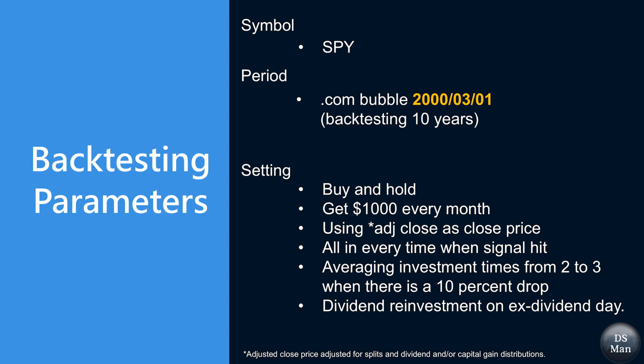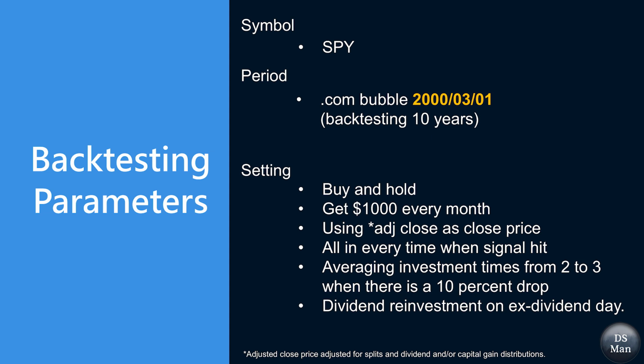Backtesting parameters. Buy and hold strategy. All positions are held until the maturity date, 10-year period, without selling. Monthly investment capacity. $1,000 is allocated each month, but funds accumulate if no buy signal occurs. Adjusted prices. Calculations use adjusted close prices, incorporating dividends and stock splits.